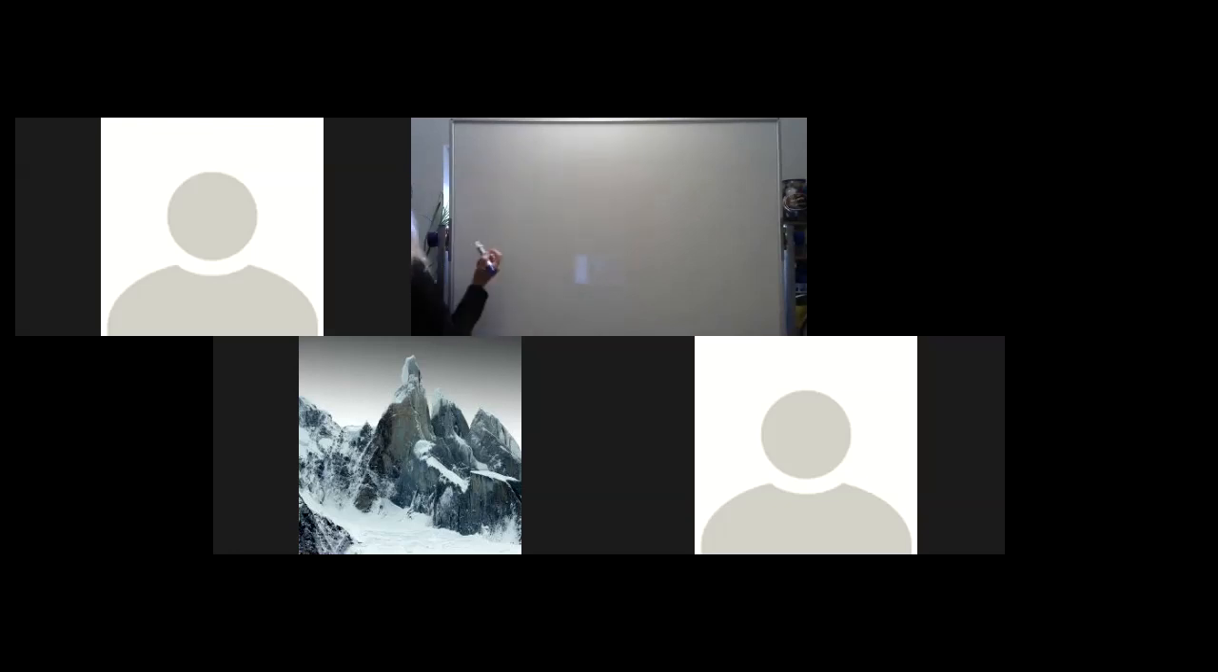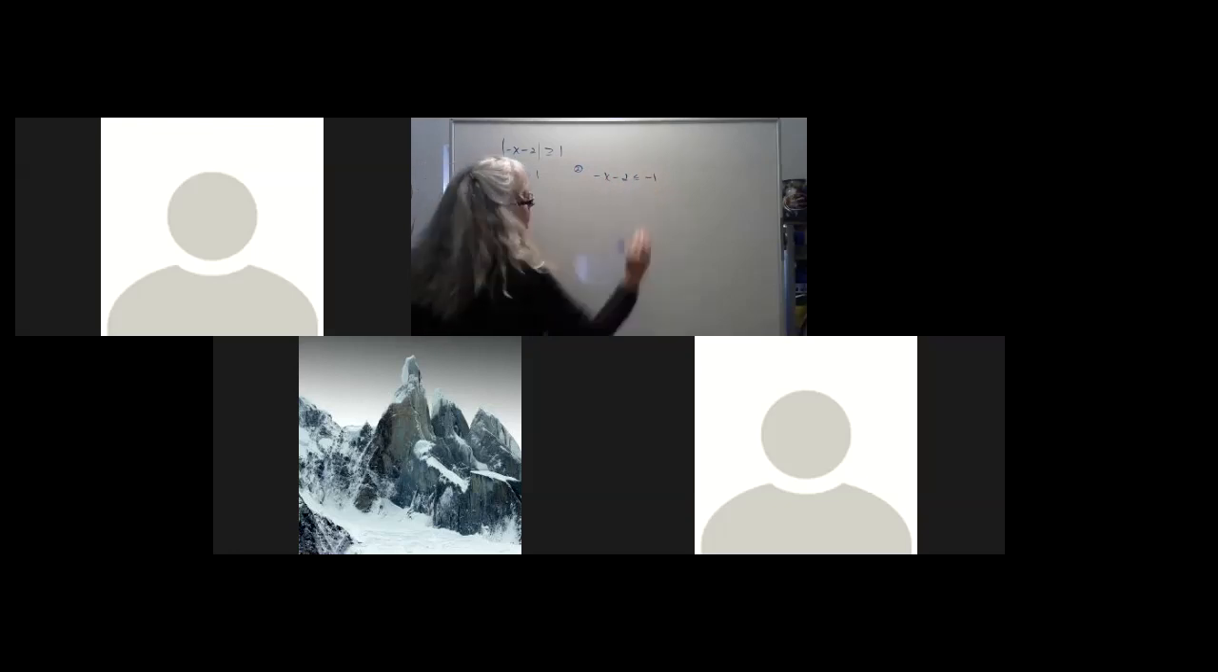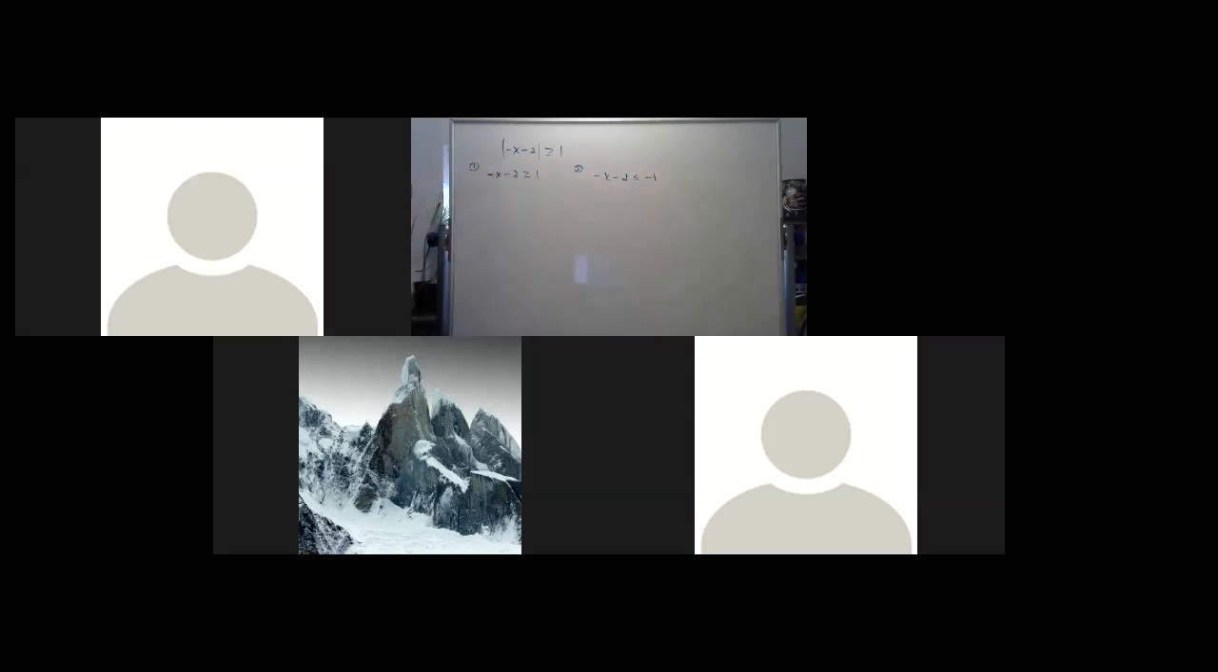So let's do the absolute value of -x minus 2, and we want that to be greater than or equal to 1. So the absolute value is already isolated. Let's just go ahead and write our two statements. So that would be -x minus 2 is greater than or equal to 1. That's number one. The other statement would be -x minus 2 less than or equal to -1. So again, I flip the inequality and change the sign on the right. Okay, we're going to solve both of those.